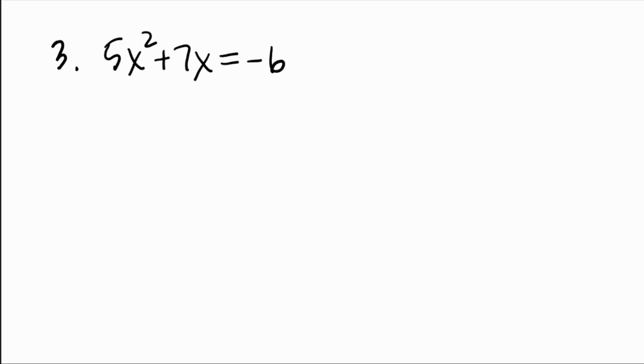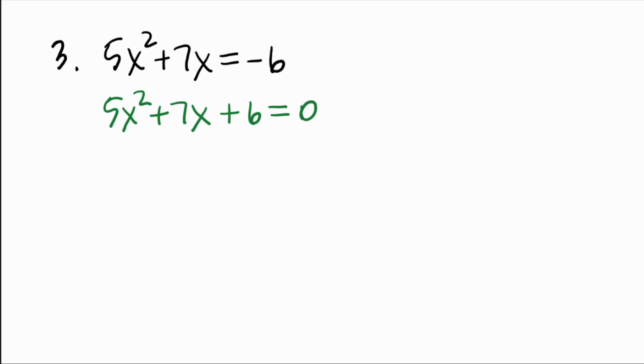Another one, and we're going to start by setting this one equal to 0, so 5x squared plus 7x, add 6 to both sides, would equal 0. Alright, and then from here I'm going to always check to see if these things are factorable. Do I know any factors of 30 that add up to 7? For 30 I've got 10 and 3 and 5 and 6. And neither of those are going to add up to 7, right?